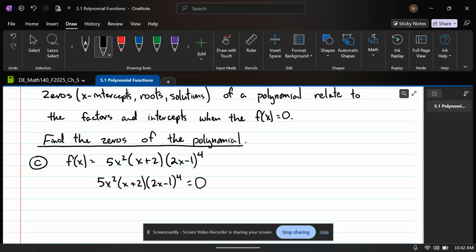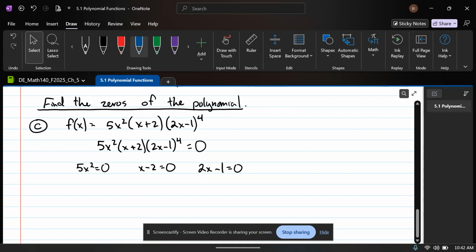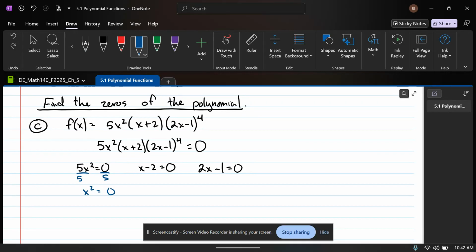Okay. So with this polynomial, let's set each factor equal to 0. Now, solving that first one, 5x squared is equal to 0. I'm going to divide by 5. x squared is equal to 0. And then, how would I solve that? Technically, square roots. I should put the plus or minus in front of that, but we know that 0 doesn't have plus or minus, right? So it goes away, and it's just x equals 0.